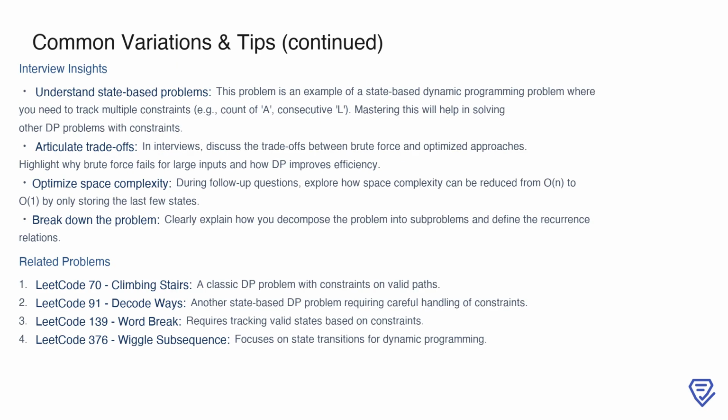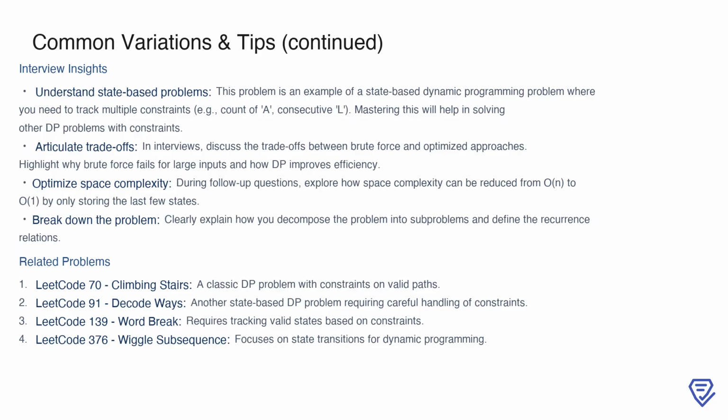This problem serves as an excellent example of state-based dynamic programming, where multiple constraints, like the count of A and consecutive L, need to be tracked. Understanding how to handle these constraints is a valuable skill that will help you tackle other dynamic programming problems with similar structures. In interviews, it's important to articulate the trade-offs between approaches. For instance, you can explain why brute force fails for large inputs due to its inefficiency, and how dynamic programming addresses this with better performance.